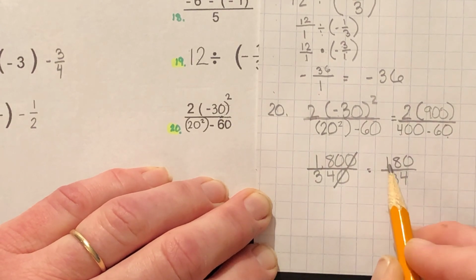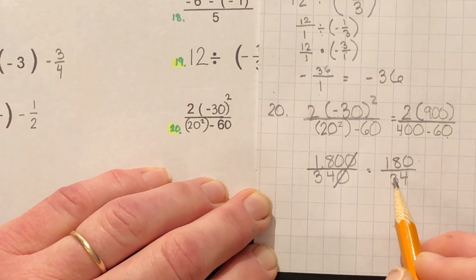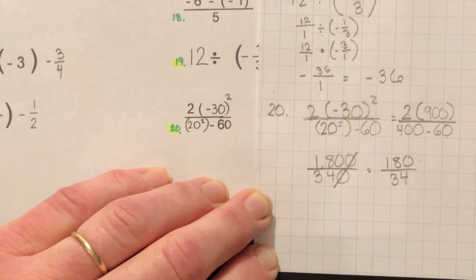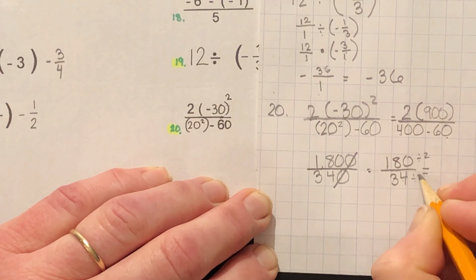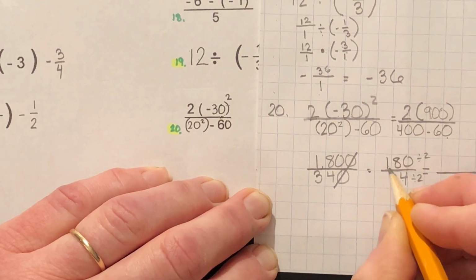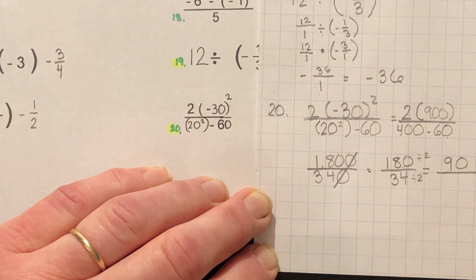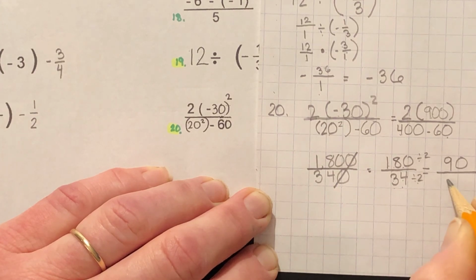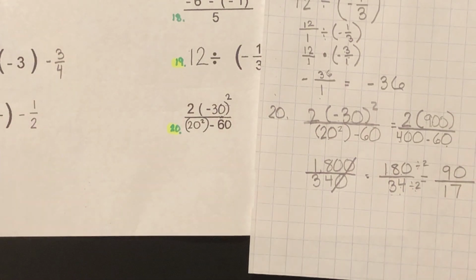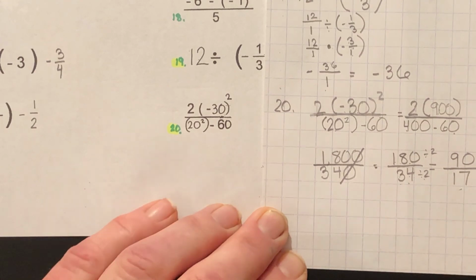Let's see. 8 plus 1 is 9, so 3, 6, and 9 go into that one. 3 plus 4 is 7. Oh, never mind. I know they're both even, so I'm going to reduce them both by 2. Divided by 2, divided by 2. 2 goes into 18, 9, so 180 divided by 2 is 90. 34 divided by 2 is 17. This is now an improper fraction.